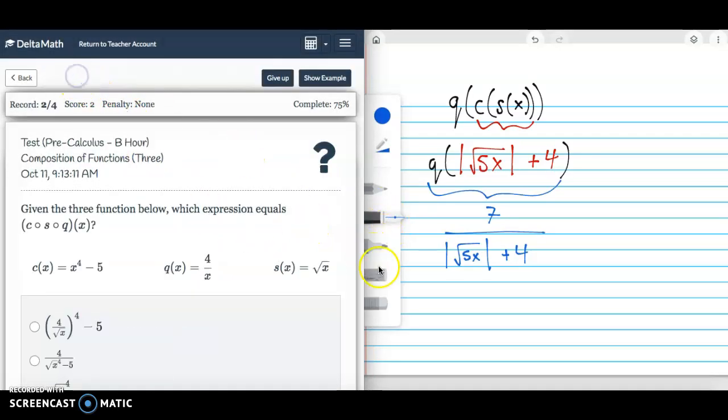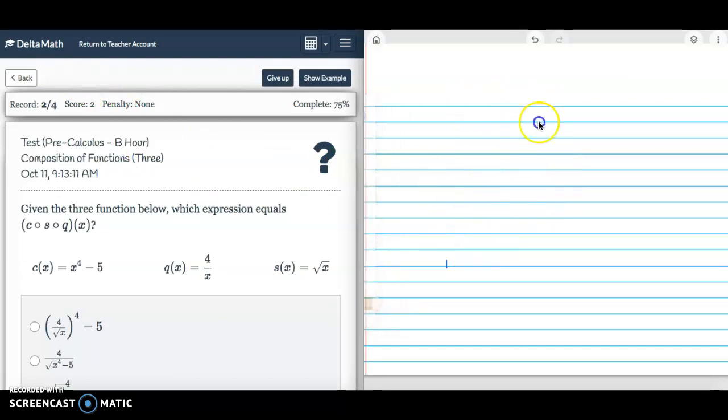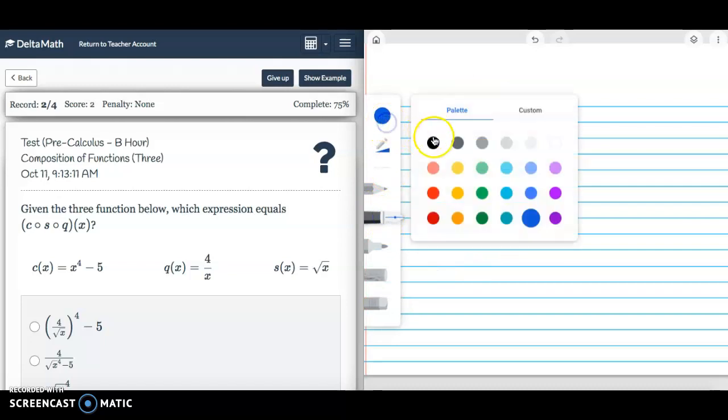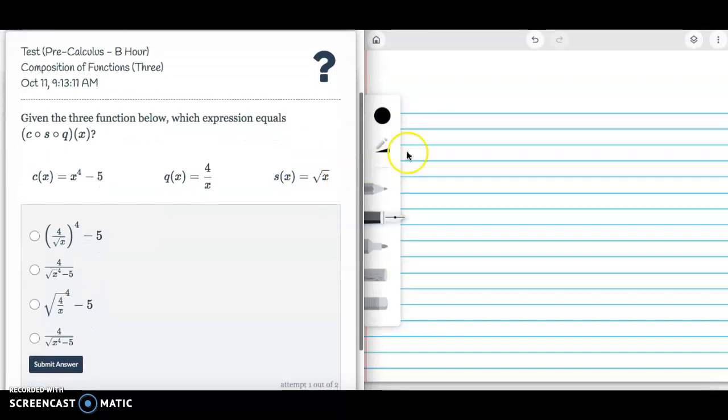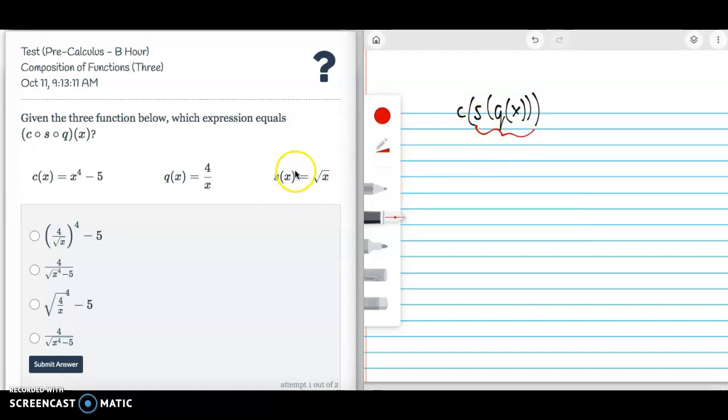All right, one more. For this one, I'm finding c of s of q of x. Lovely. We'll start off with s of q of x. So I'm going to take my q of x and plug it into s. My s is the outside piece, and I'm taking q of x and plugging it in. So 4 over x. Lovely.